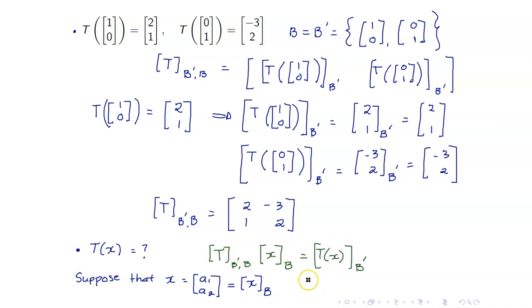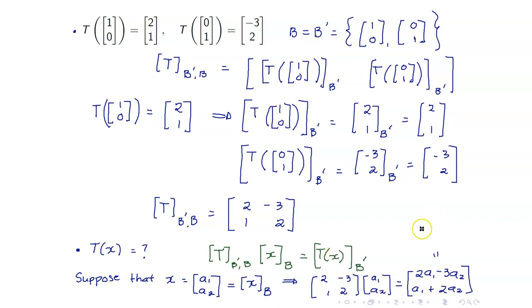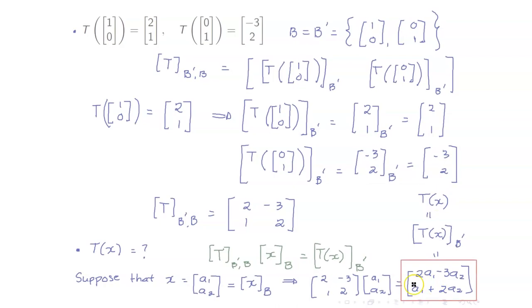From here, when we multiply this matrix 2, negative 3, 1, 2, and I multiply that to a1, a2, that will be the coordinate vector of T of X with respect to B prime. This is 2a1 minus 3a2. This is a1 plus 2a2. From here, this is equal to the coordinate vector of T of X with respect to B prime. But then again, B prime is just this ordered basis. So this one will already give you your T of X. This is now T of X.